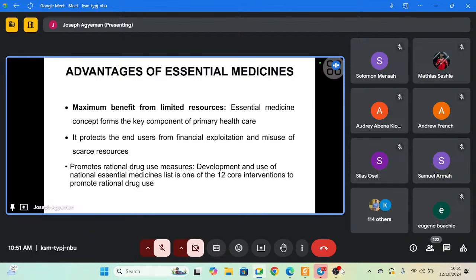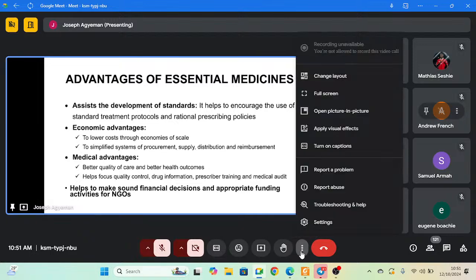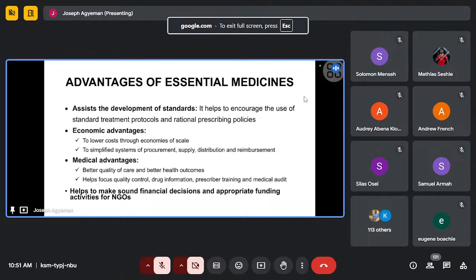So it's very, very critical, even for those of us living in these third world countries. We don't have a lot of cash, and therefore it gives that maximum benefit considering our limited resources. So that is the very first advantage. The second one is it assists in the development of standards and guidelines. Remember, we said it is the drugs in this list that are recommended when it comes to the standard treatment guidelines. And therefore, you can use the standard treatment guidelines as one of the strategies to curb irrational drug use.